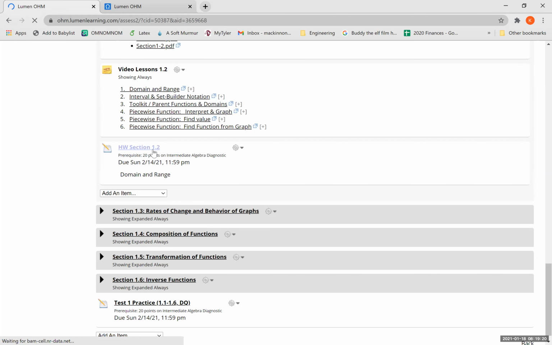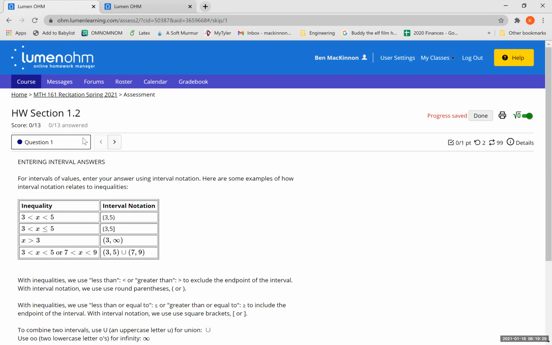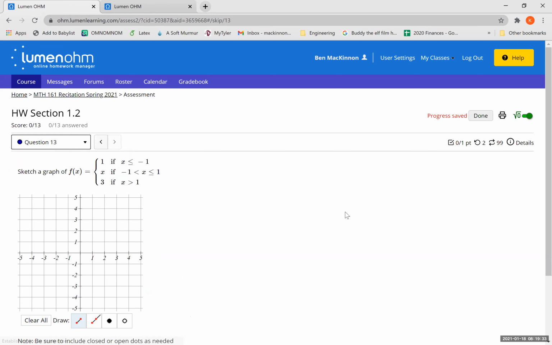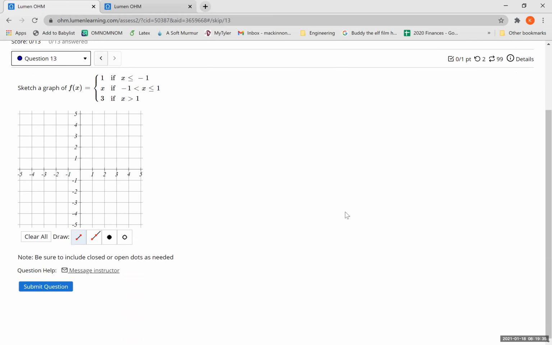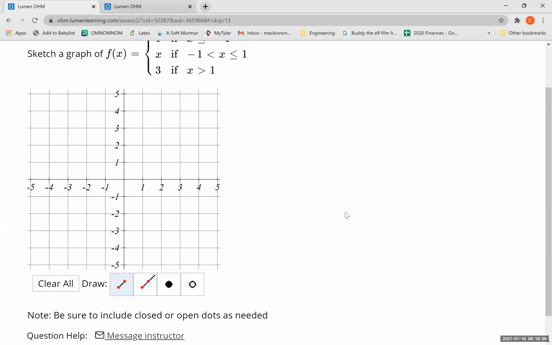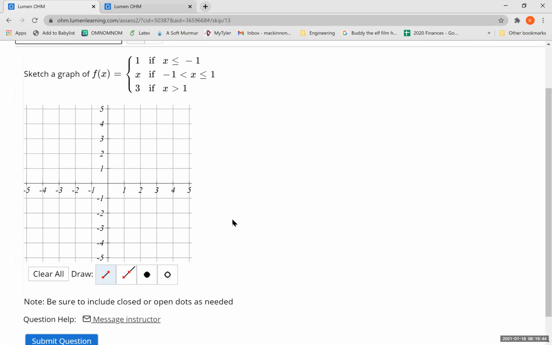So now I'm going to work into the domain and range notes. The notes already have problem 13 done on there, but that was a request, so I'm going to start there. If you are doing this correctly but there's a little goofy goober in there somewhere, send me a message on Lumen and I will help you button it up. So what we're going to do is graph a piecewise function here.